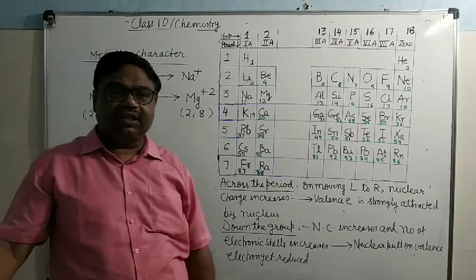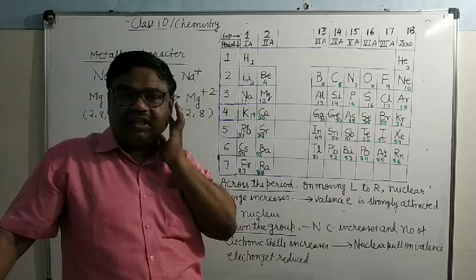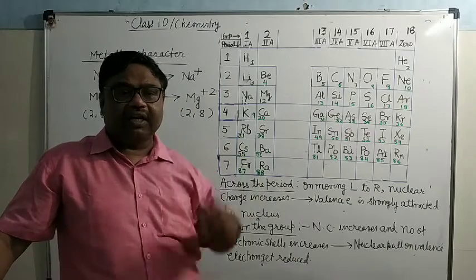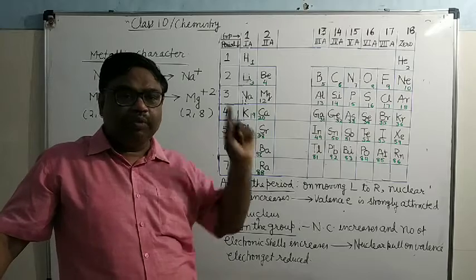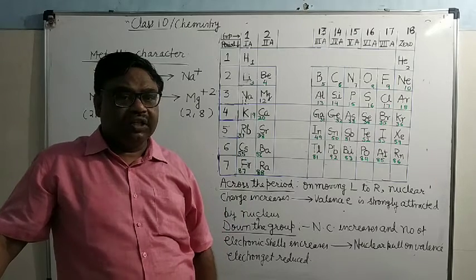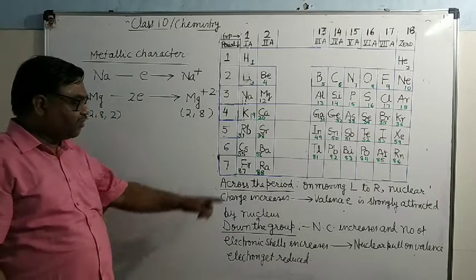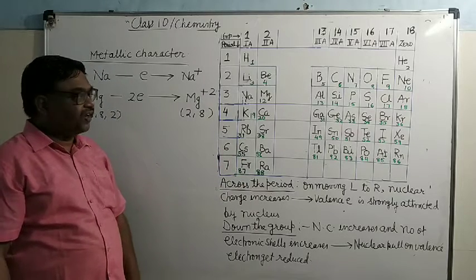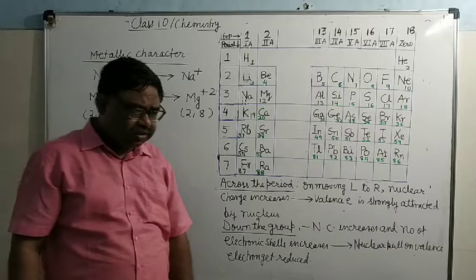Metallic character is increasing. So what is the variation of metallic character on moving left to right in any period? Metallic character decreases. On moving down the group, it increases. Which one is the most metallic? Francium is the most metallic element. You remember this? Francium is the most metallic element.